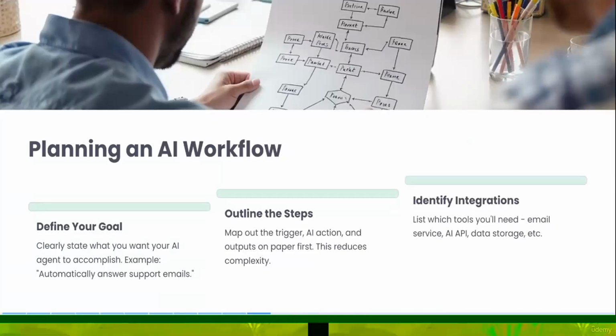Planning an AI workflow. First of all, you need to define your goal. Clearly state what you want your AI agent to accomplish. Example: automatically answer support emails. Further, outline the steps. Map out the trigger, AI action, and outputs on paper first. This reduces complexity going further. Identify integrations. List which tools you'll need: email service, AI API, data storage, etc.